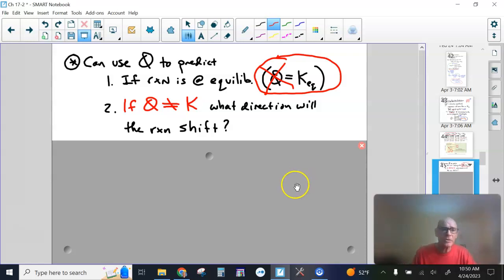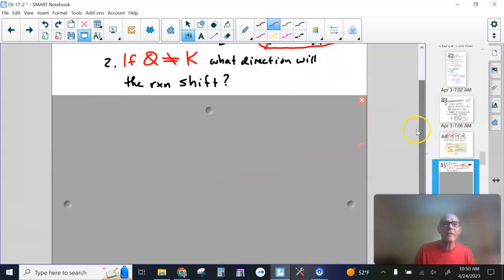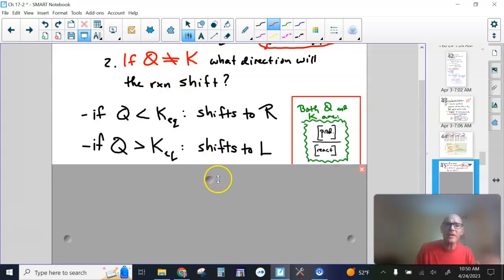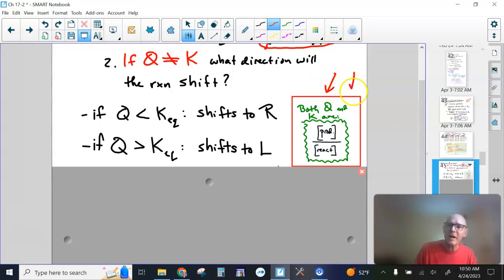What if the reaction quotient isn't equal to K? What if it's greater than K, or the other way, less than K? What direction will the reaction shift? Well, we can tell by the value of Q, the reaction quotient, compared to K. Just remember this: both Q and K are written the same way, products over reactants, just a ratio, with coefficients as exponents, of course.